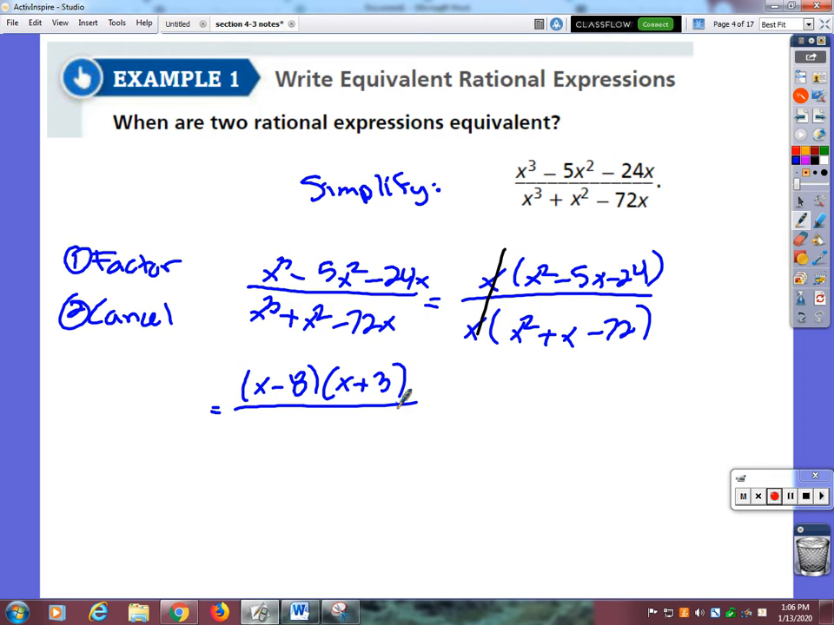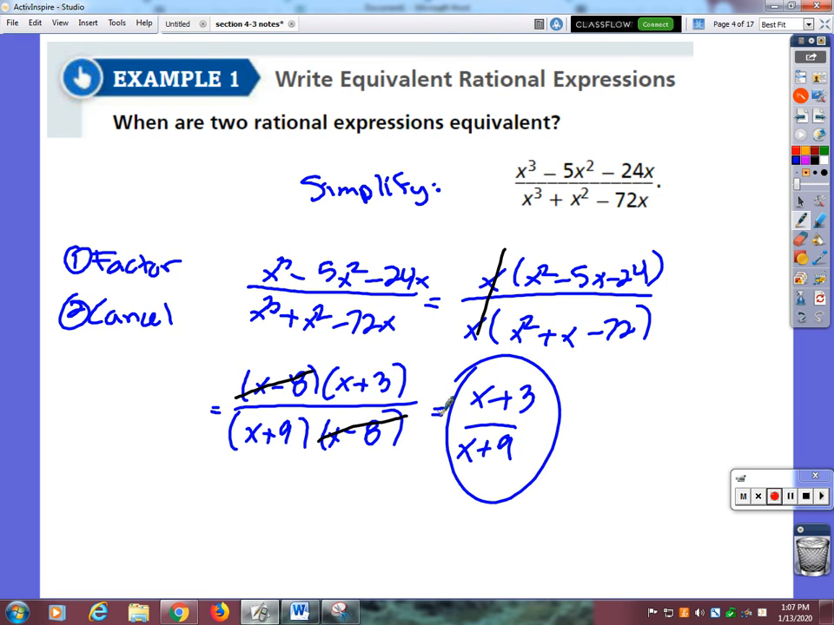And I know that works because negative 8 times positive 3 is negative 24, and negative 8 plus 3 is negative 5. All right? I can also factor the bottom. What does that factor into? 8 and 9. Who's positive and who's negative? The 9 is positive, and the 8 is negative. And there we go. Since I have factored again, since these two things are the same, the x minus 8 on the top will cancel the x minus 8 on the bottom. And so that leaves me with x plus 3 over x plus 9.